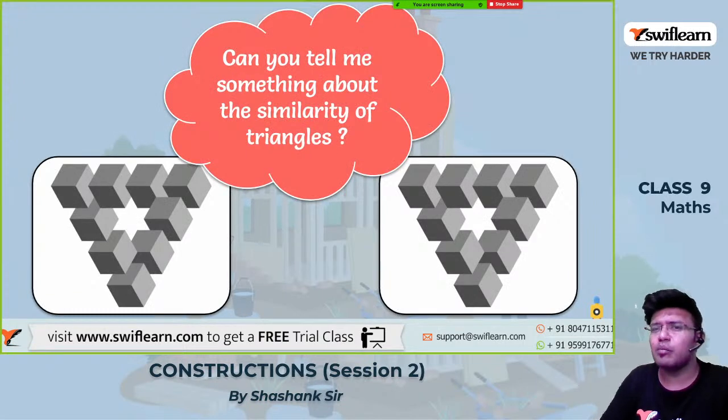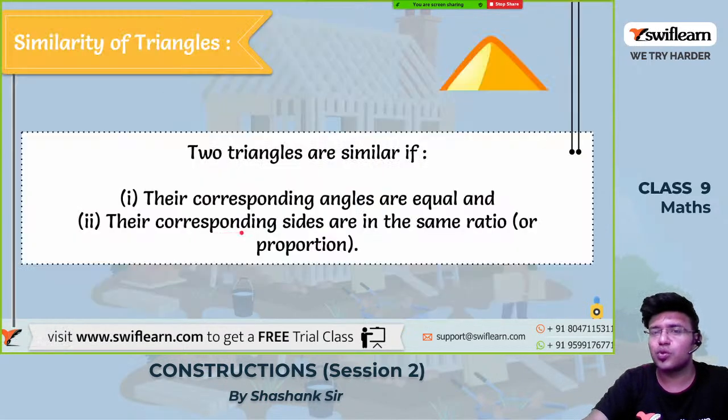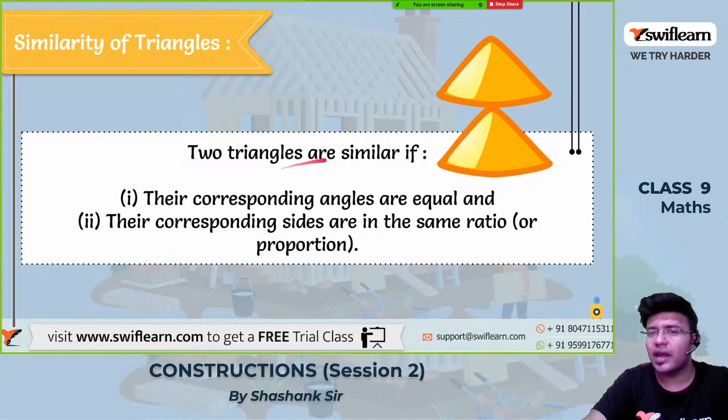Now, can you tell me something about the similarity of triangles? When do we call two triangles similar? Two triangles are similar if their corresponding angles are equal and their corresponding sides are in the same ratio.